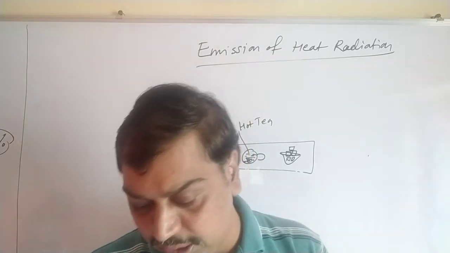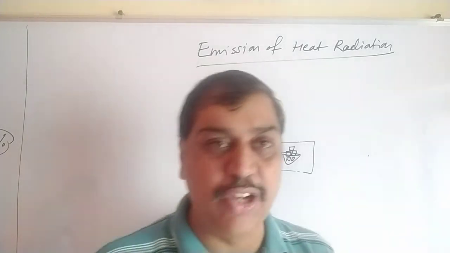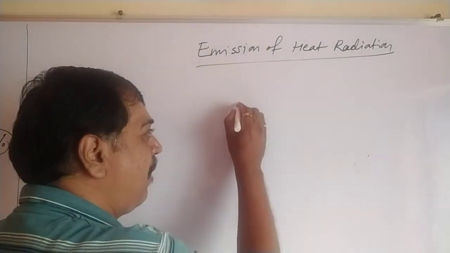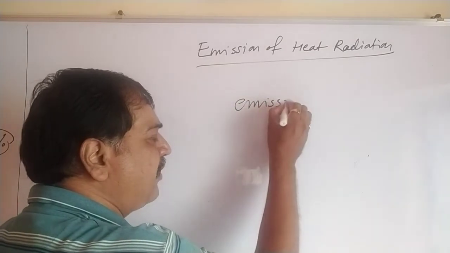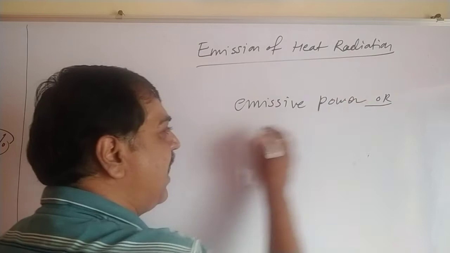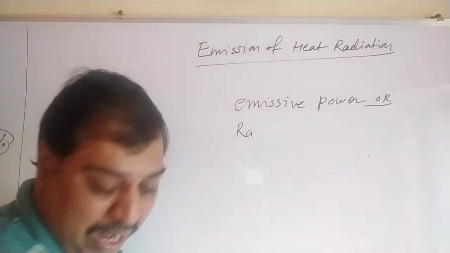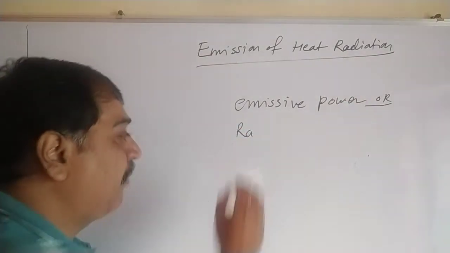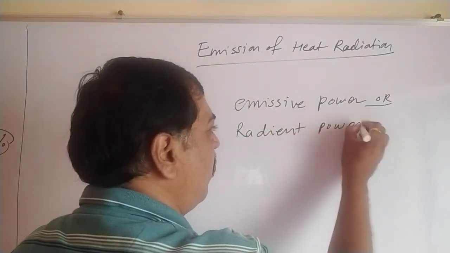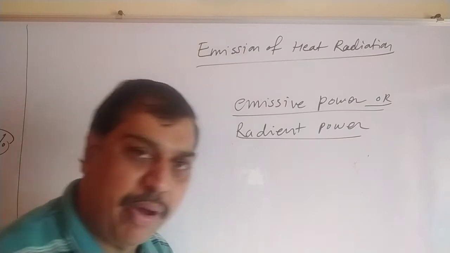After that, they have mentioned here one parameter that is said to be emissive power or radiant power. So let's start with what is meant by emissive power. Emissive power is sometimes said to be radiant energy or radiant power, I think they have used. So radiant power or emissive power. What exactly does radiant power or emissive power mean?